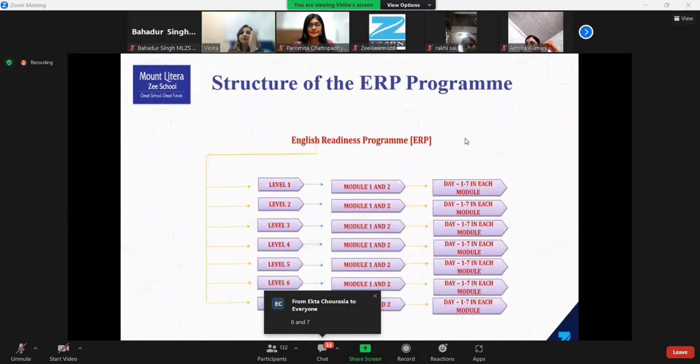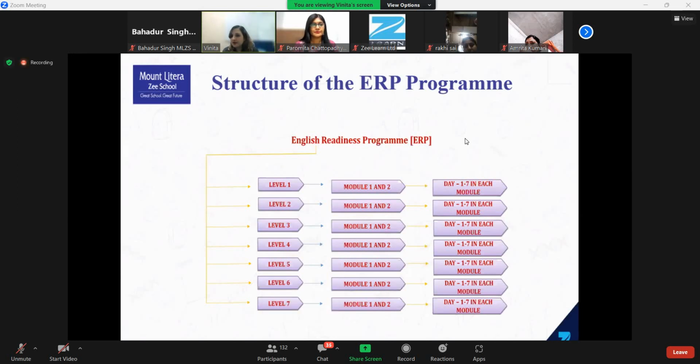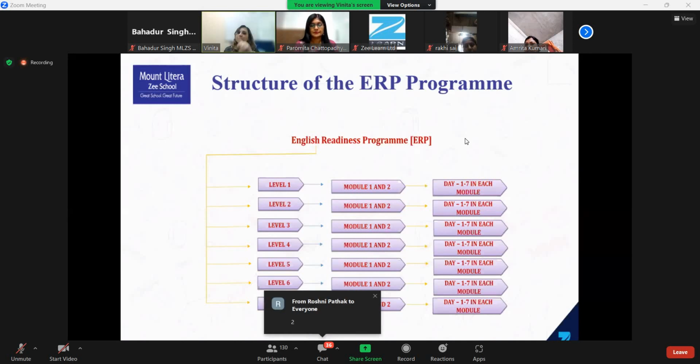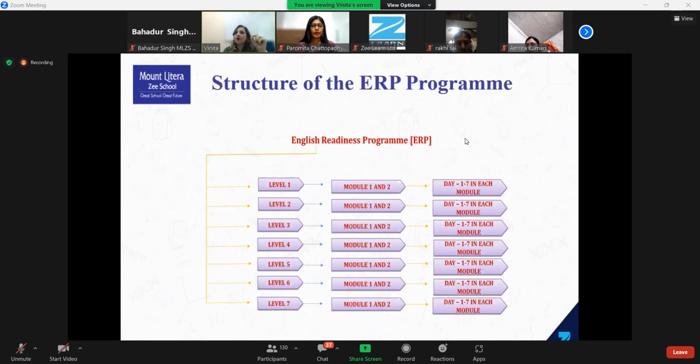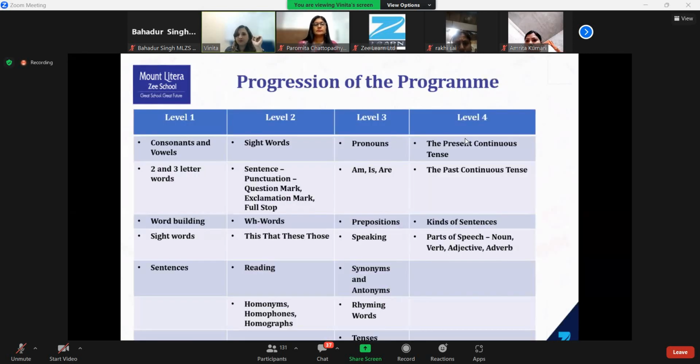Okay, this is the structure of the program. If you can see the structure, there are 7 levels. Each level is divided into modules. There are 2 modules in each level. So my level 1 will have module 1 and module 2, and each module is designed for 7 sessions, 7 days. So level 1, module 1 and 2, day 1 to 7 in each module. That is exactly how the structure of the English Readiness Program is.